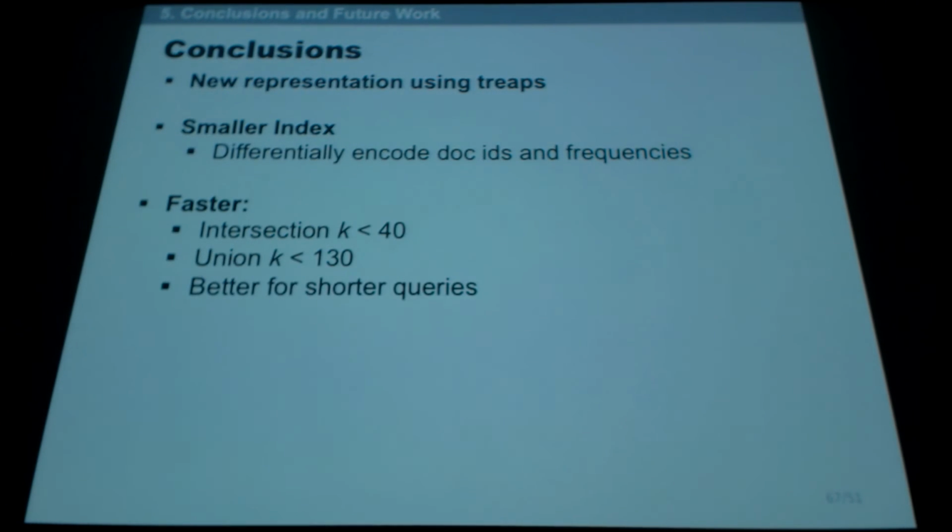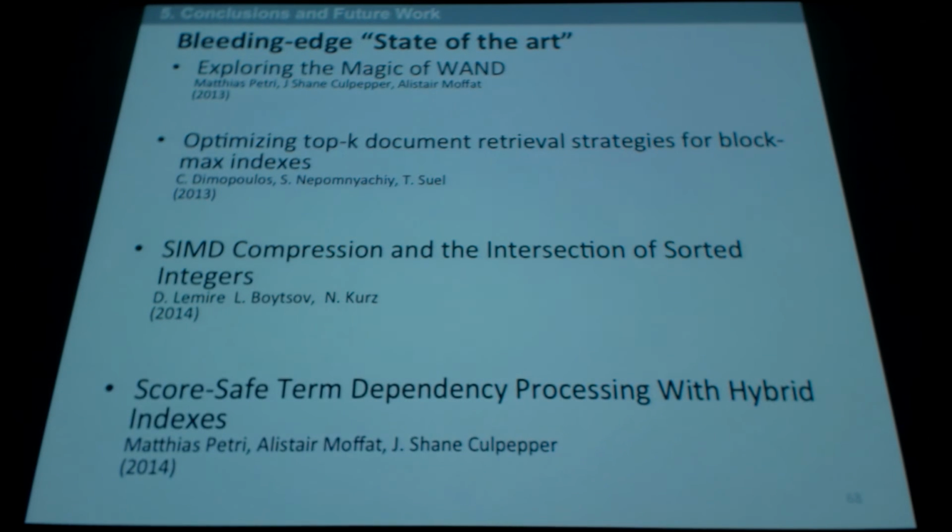And yeah, so I just add this if you are interested in bleeding edge, state of the art in terms of academic stuff. There is a new paper from 2013. It's called Exploring the Magic of WAND. Basically, it's a new query processing scheme. It's really interesting. Optimizing top K documents retrieval strategies for block max indexes. It's basically a follow-up of the previous work of block max. They're actually improving their results.